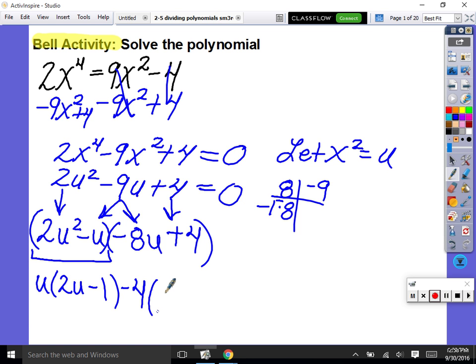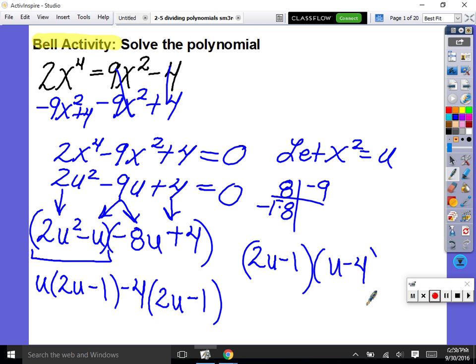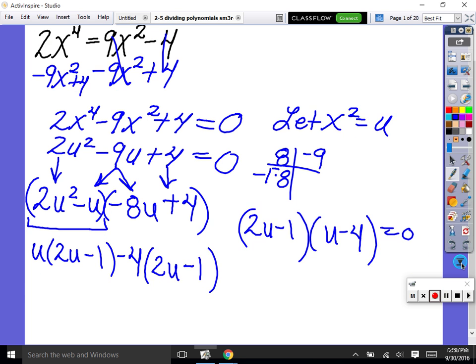Then left is u minus 1. Very good. We are good. Factor out 2u minus 1. And then left is u minus 4. Now that was just factoring it. Now we can solve them by setting each of those equal to 0.